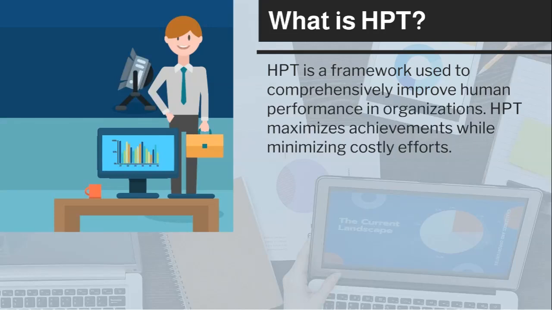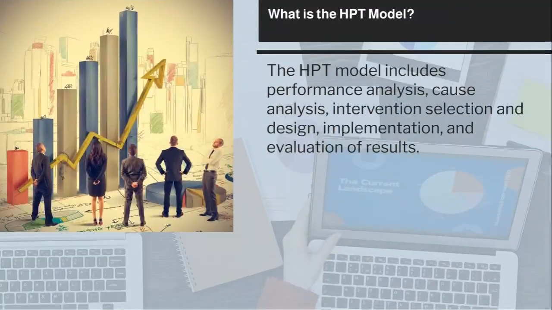HPT maximizes achievements while minimizing costly efforts. The HPT model, according to O'Driscoll, includes performance analysis, cause analysis, intervention selection and design, implementation, and evaluation of results. Let's further investigate O'Driscoll's summary of the HPT model.